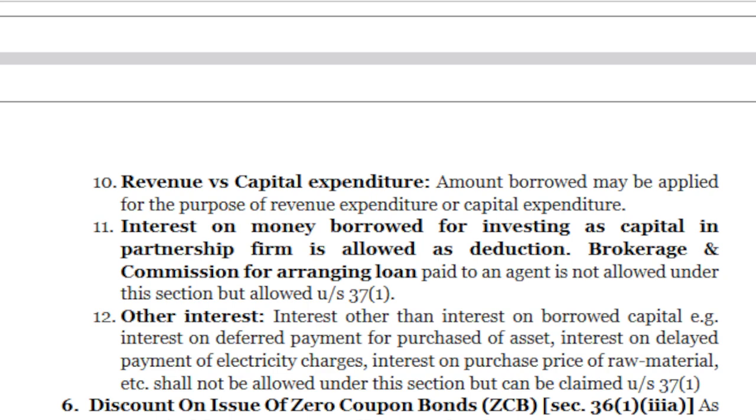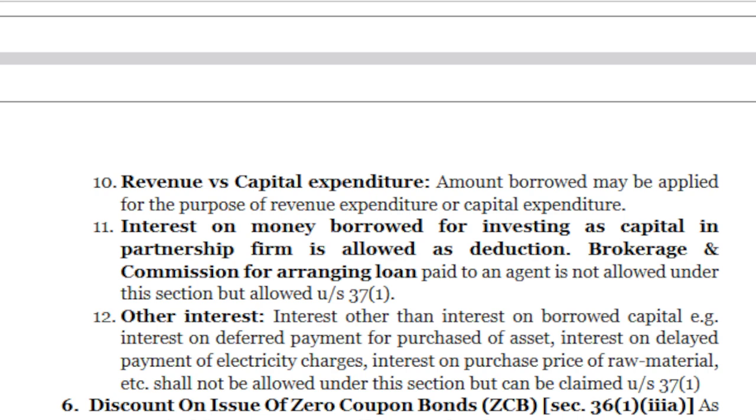Interest on delayed payment of electricity. Sometimes you delay the payment of electricity or water or property taxes, so you may have to pay some interest for the delay. Interest on the purchase price of raw materials, so you delayed payment for raw material, there also some interest is charged. These types of interest are a type of penalty, so that's why they are not allowed under this section. Okay, under this section it is not allowed, but they can be claimed under section 37.